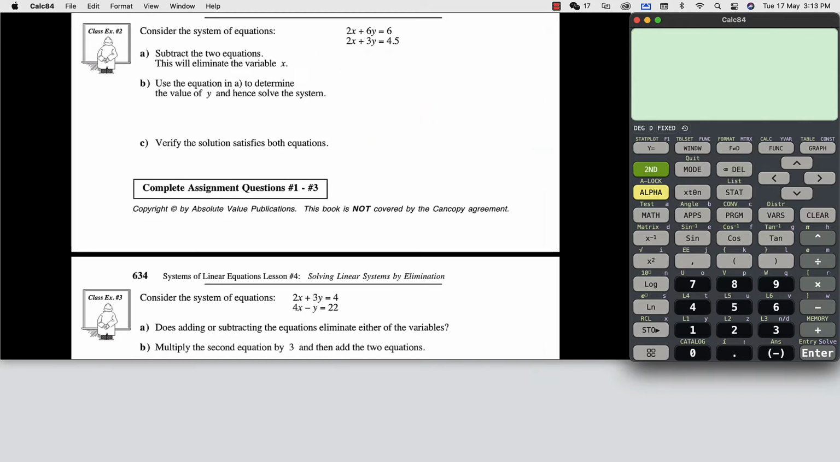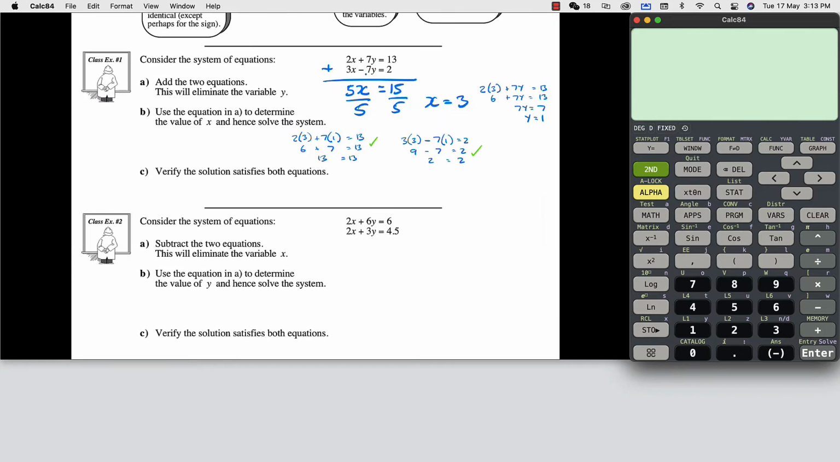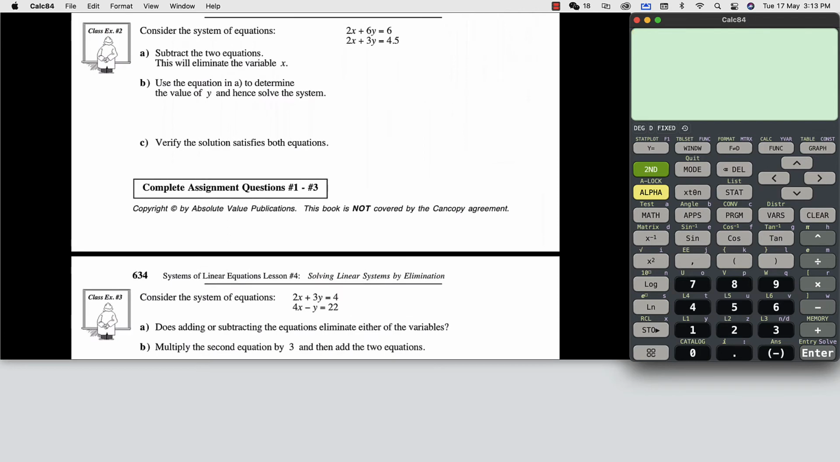All right, so let's move to class example 2, and you can see we have two equations again stacked on top of each other. I've got a 2x in the top one and a 2x in the bottom one, but it's not like the last one where it was a positive 7y and then a negative 7y. These both happen to be positive. Now, when we had the opposite signs, we added them together, which was able to eliminate it. So we're just going to, in this case, subtract the two.